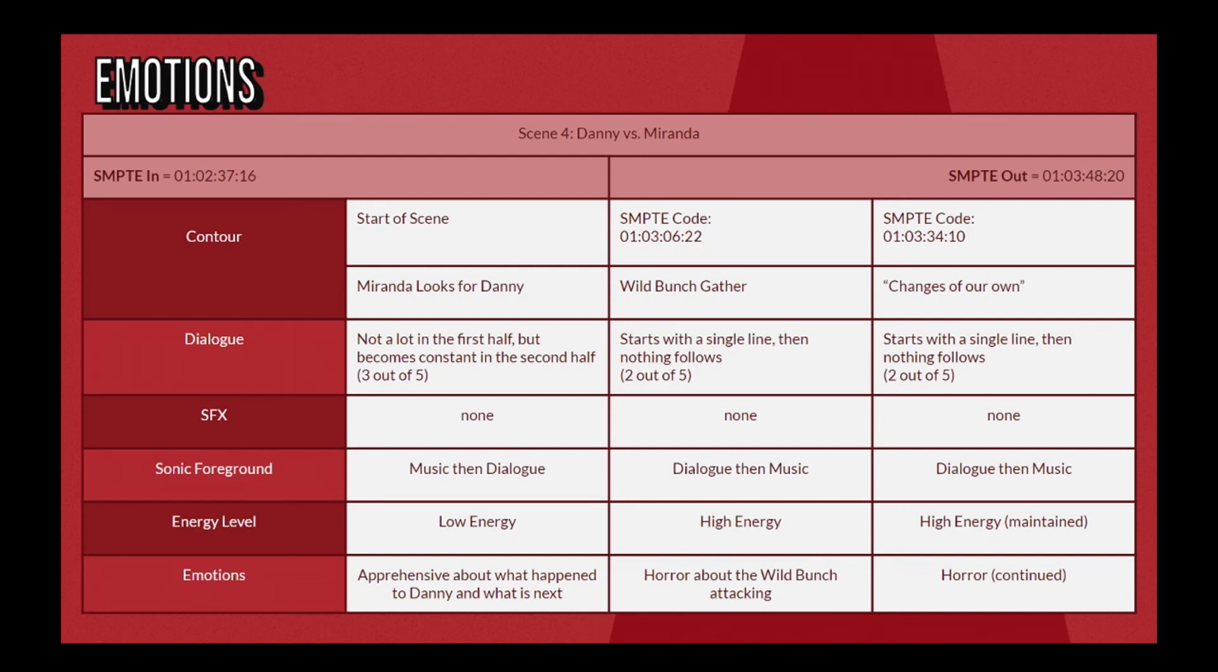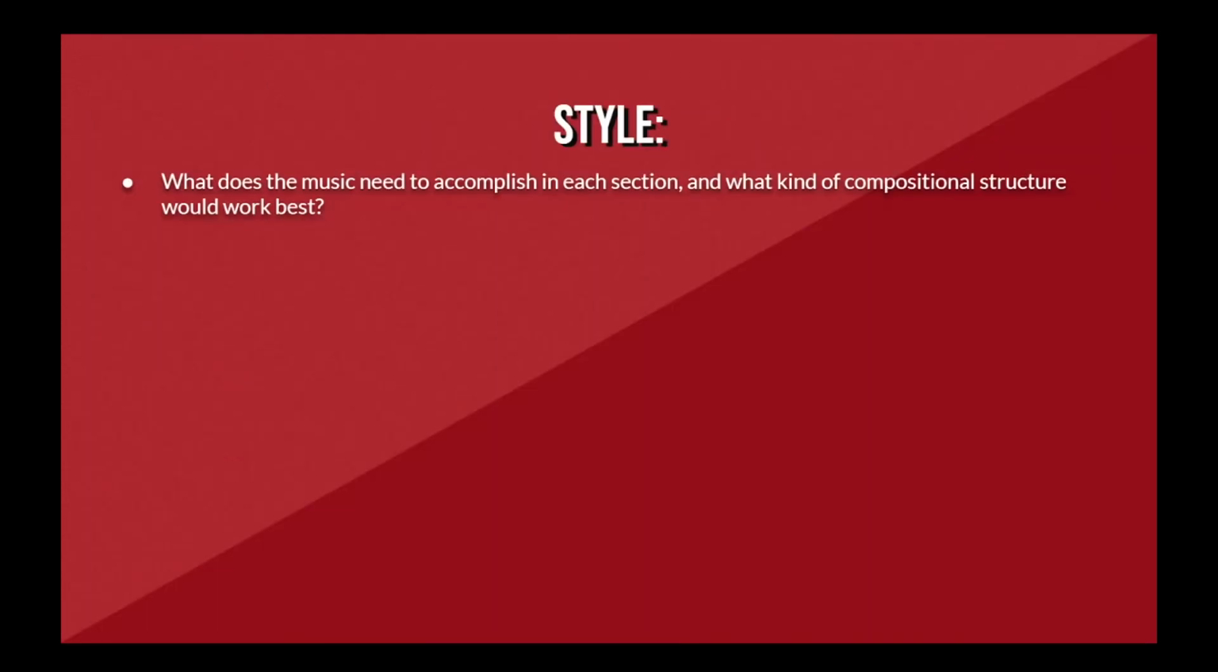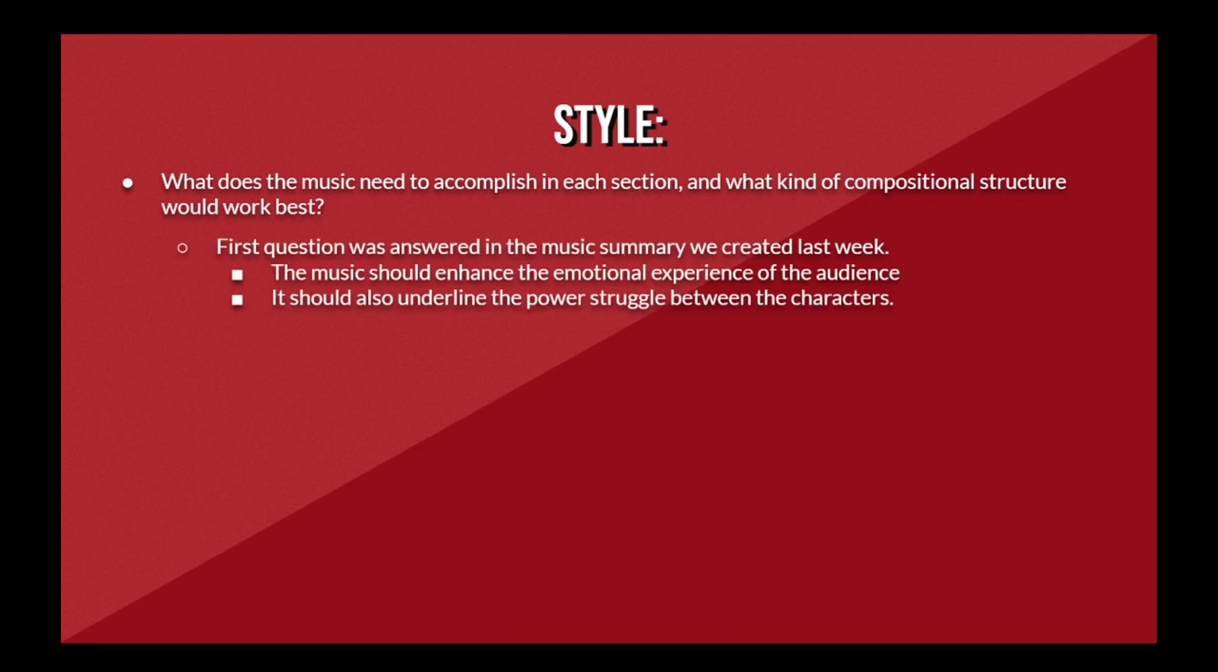Next, we can consider the style of our music. In other words, we want to consider what the music needs to accomplish in each section, and what kind of compositional structure would work best. We should have already answered that first question by now when we created our music summary. For this scene, I want the music to both enhance the emotional experience of the audience and underline the power struggle between the characters. We can come back to that later, but for now, let's just focus on what compositional structure will work best for this scene.